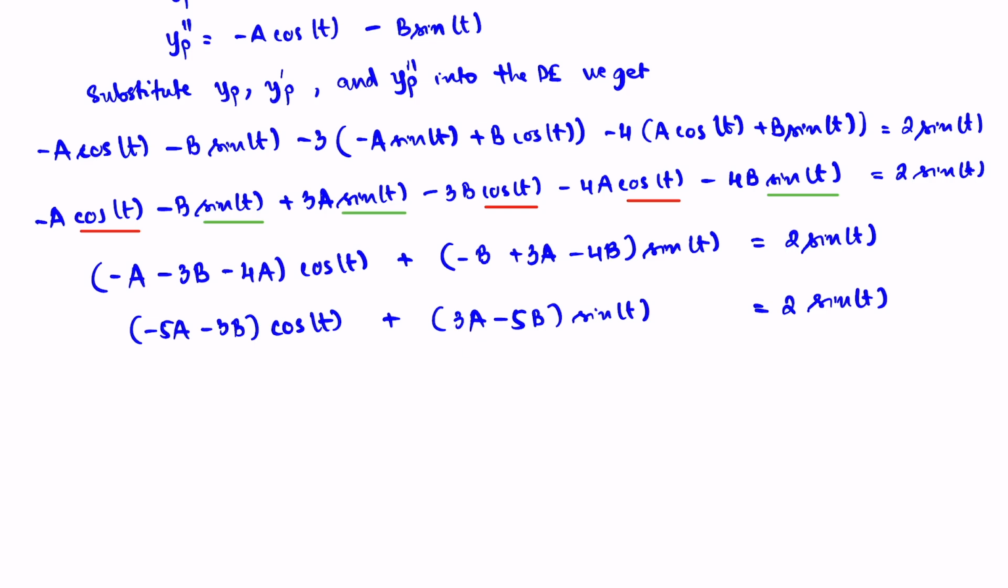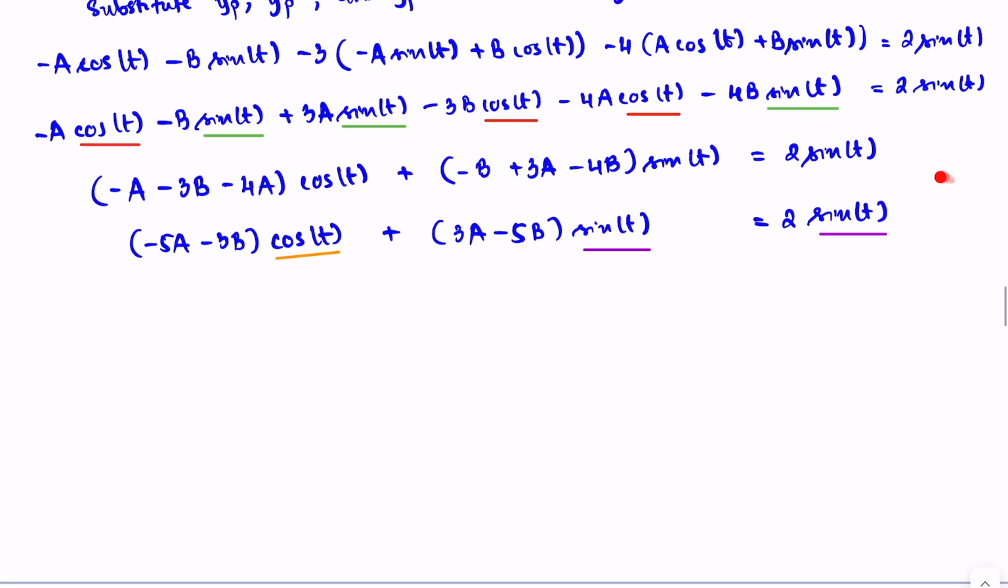Here you have 3a minus 5b equal to 2, because they have sine of t on both sides of the equations. Now for the case of cosine of t, on the left-hand side, yes, you have cosine of t, but you have no cosine of t on the right-hand side. Therefore, you can assume that the coefficient of cosine of t on the right-hand side is going to be equal to 0. Therefore, negative 5a minus 3b is equal to 0. So that's the next step.